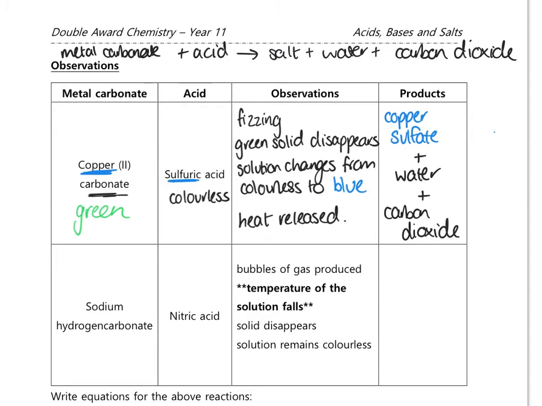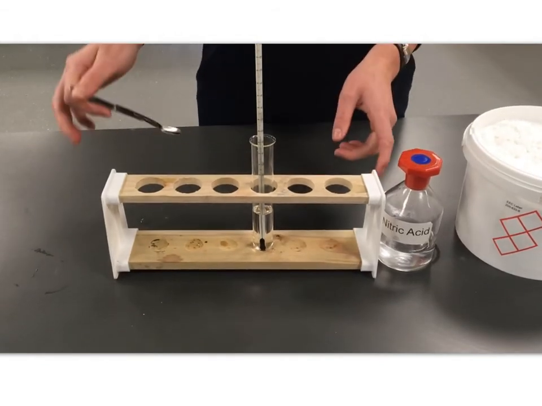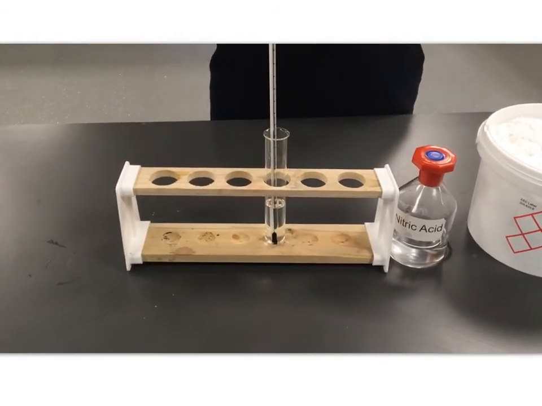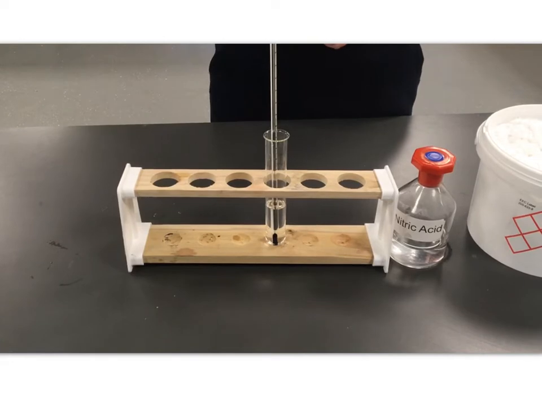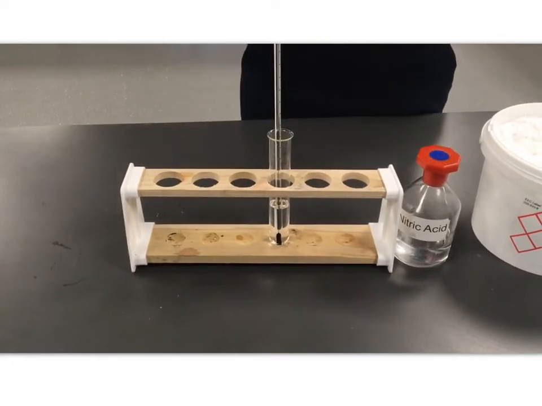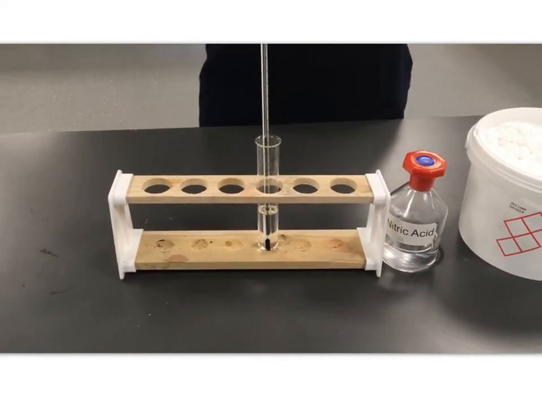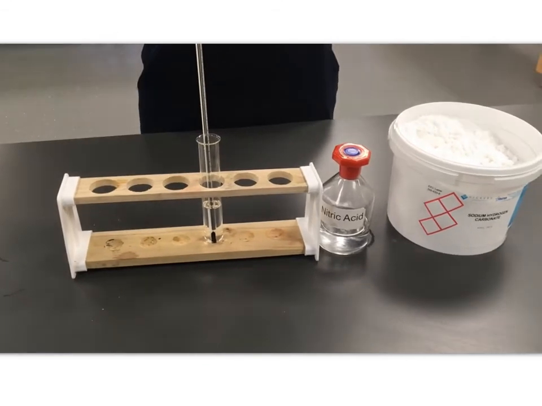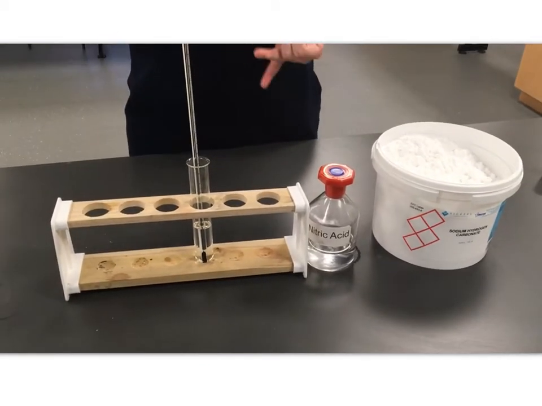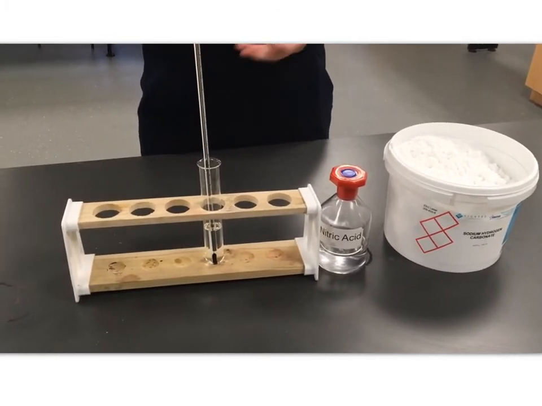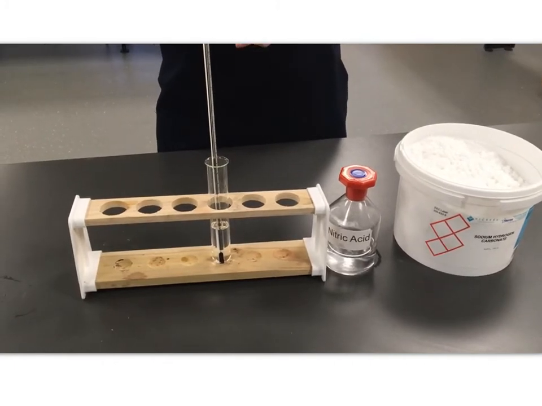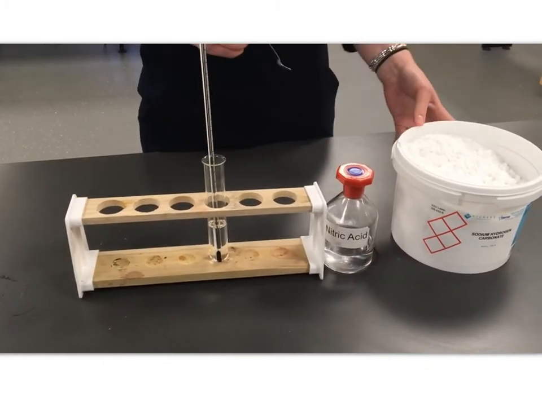Once you've filled those in, we will go on and look at the reaction of sodium hydrogen carbonate with nitric acid. So we're now looking at an example of the reaction of a metal hydrogen carbonate with acid. And we can see from the general equation that it reacts in the same way as a metal carbonate. So it produces a salt, water and carbon dioxide. So we would expect to see similar observations as well, but there's one that's quite different with this.